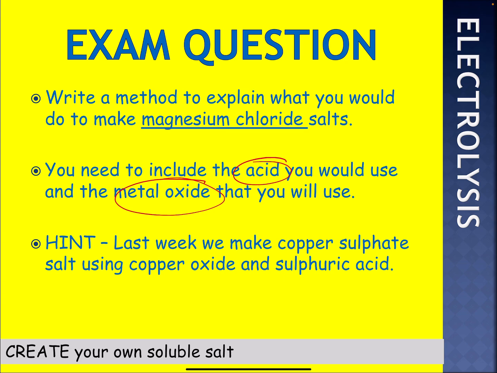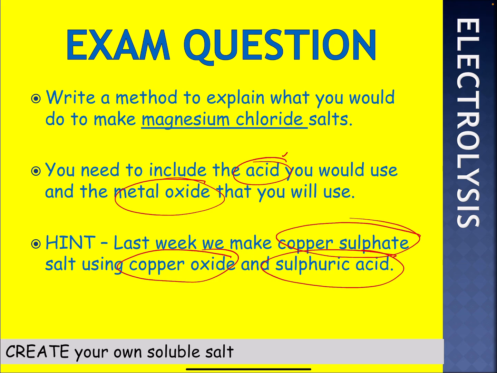Okay. Now, I am hoping that you have made the salt copper sulfate. And when you made the copper sulfate, that was the base and that was the acid. So what you need to think about, which acid produces chloride salts, and what's the metal oxide going to be called? So you can pause the video here and have a go.